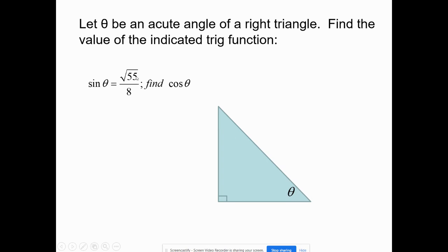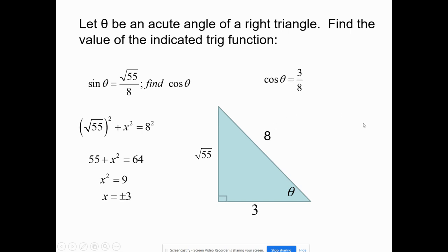But you know the sine is the opposite over the hypotenuse. So the side opposite theta would be the square root of 55. The hypotenuse would be 8. I need to find the cosine, so I need to know what the adjacent side is. But once again, if I have 2 sides of a right triangle, I can always find the third side using the Pythagorean theorem. And so now I know that the third side is 3. Now I know the cosine is the adjacent over the hypotenuse, so now I know the cosine is 3 over 8.